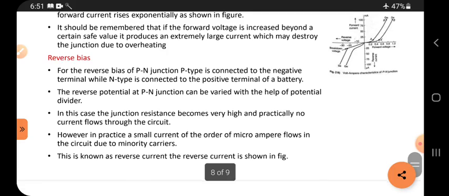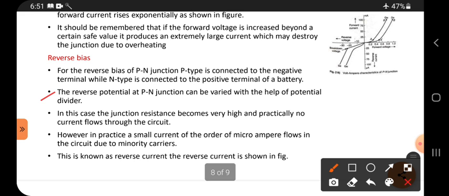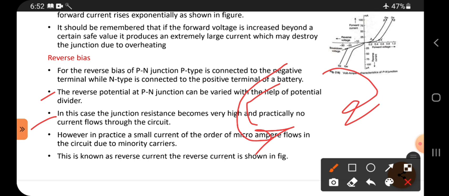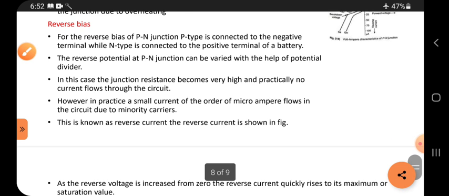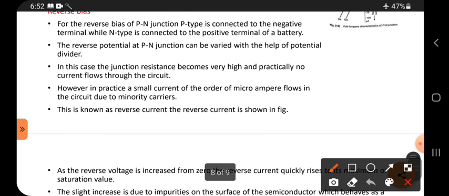Now, the reverse potential at a PN junction can be varied with the help of a potential divider, right? In this case, junction resistance becomes very high and practically no current flows through the circuit, right? So we know when the N type is connected to the positive terminal, all electrons are attracted, and holes are attracted towards the battery. So the depletion layer increases, then practically no current flows. In this case, resistance is very high.